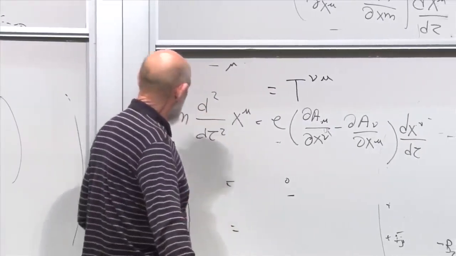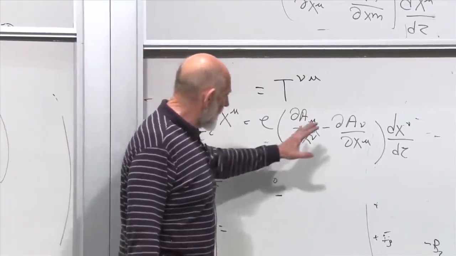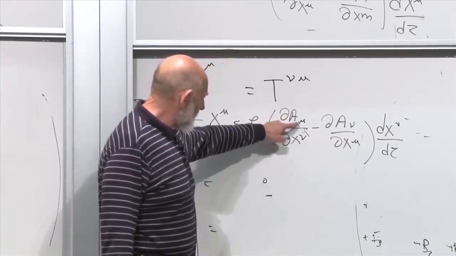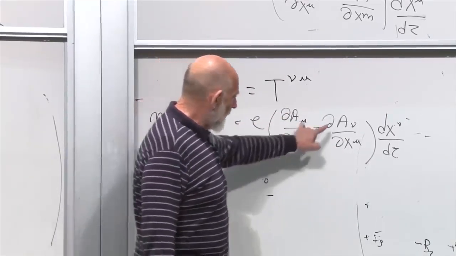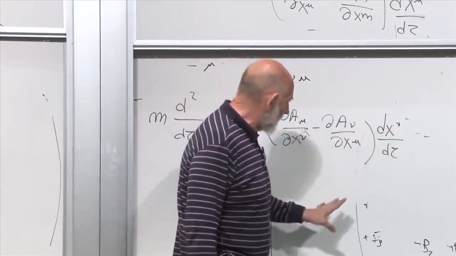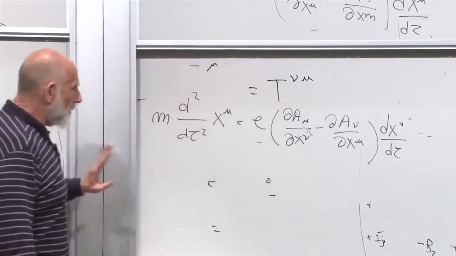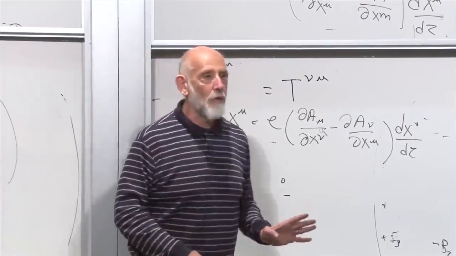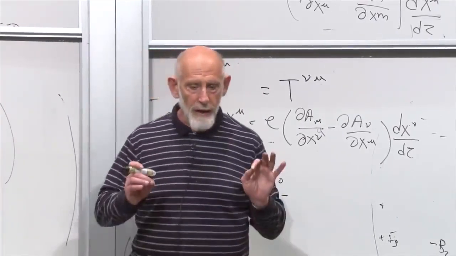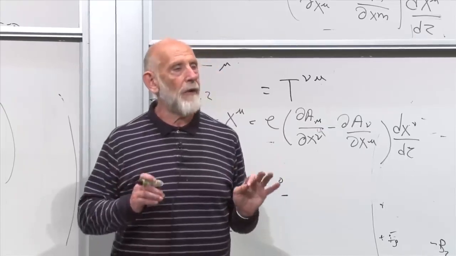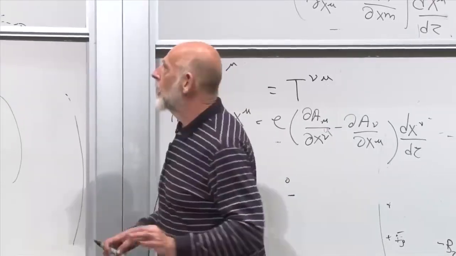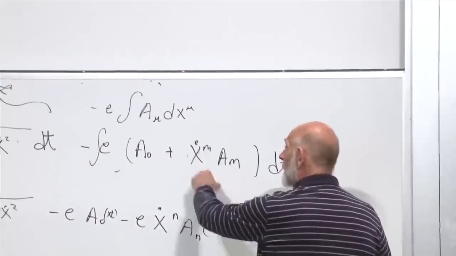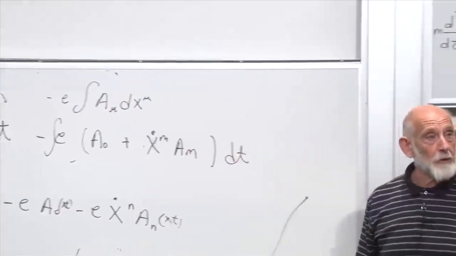The left-hand side is literally a 4-vector. So is the right-hand side. This is a tensor with a mu index and a nu index. If you take a tensor and you combine it with a vector, you get a vector. This equation is a tensor equation because it transforms properly. We took care from the beginning to make sure that the equations of motion were Lorentz invariant, and we did that by making sure that the action was a scalar.